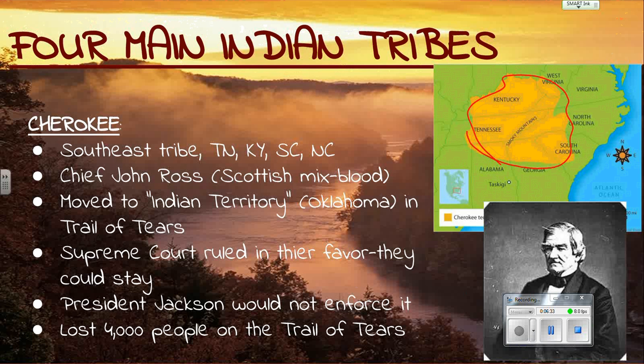It was said that there were bodies lying dead along the side of the route. They died of conditions. It was freezing cold. Supplies didn't arrive. They were starving. It was just horrible. They lost about 4,000 people on the Trail of Tears, just the Cherokee in that case. We'll talk about that more in a little bit.